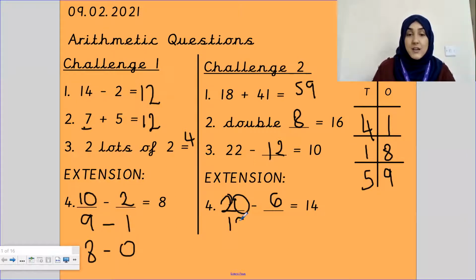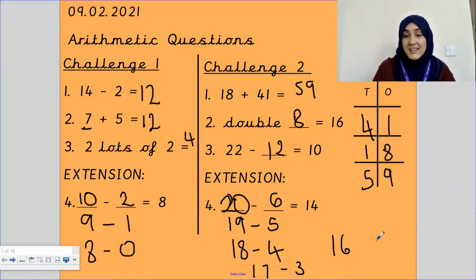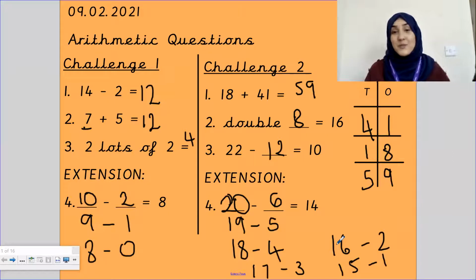Now let's start with 19. 19 take away 5 equals 14. Now let's start with 18. 18 take away 4 equals 14. 17 take away 3 equals 14. 16 take away 2 equals 14. 15 take away 1 equals 14. And 14 take away 0 equals 14.